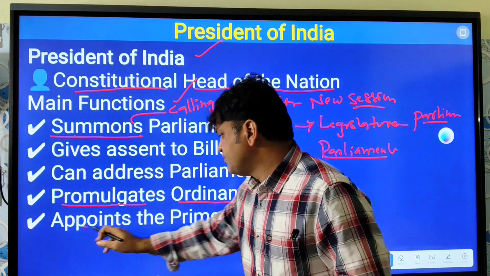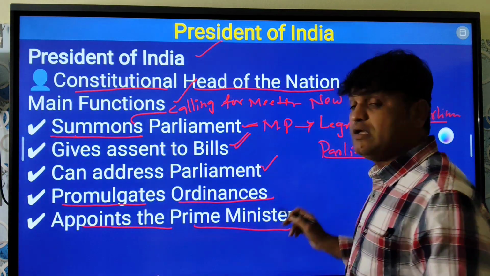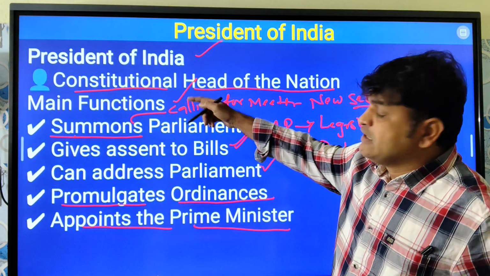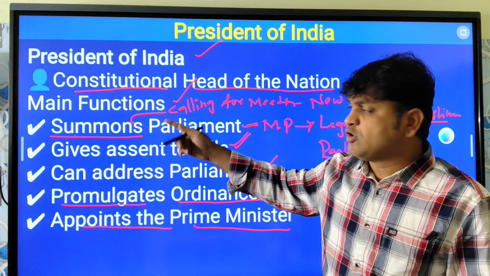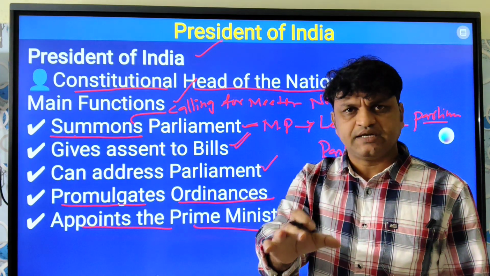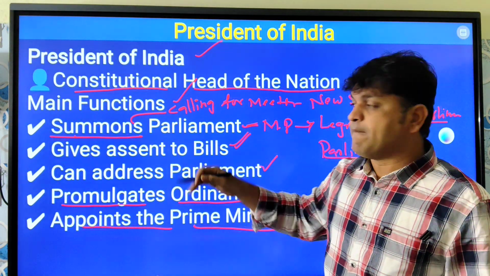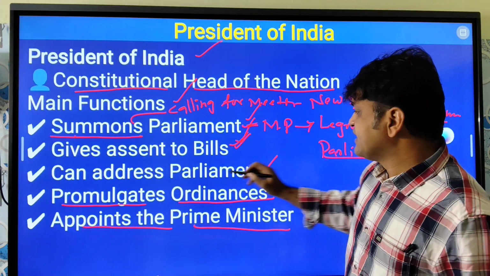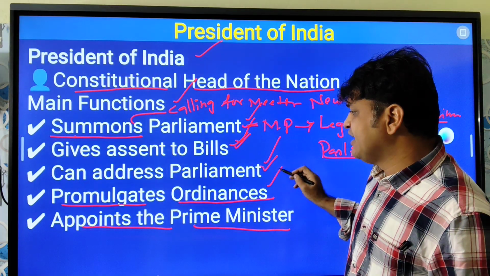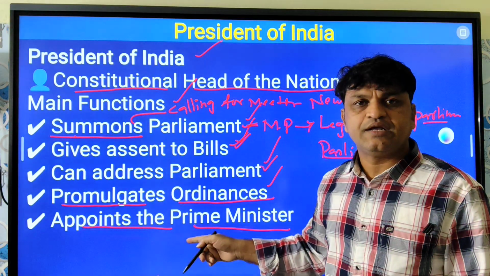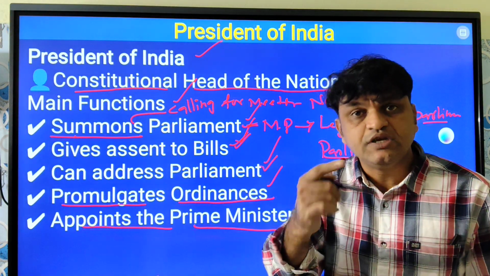Then appointment of the prime minister. Who will appoint the prime minister? It is the president. So these are some of the functions of the president. Of course, he is the head of the military. There are so many issues, but at the 10th basic level, no need to go into detail. So one is summons the parliament, give assent to the bills, address the parliament, promulgate ordinances, and appoint the prime minister. And on the advice of the prime minister, the president can also appoint the council of ministers.